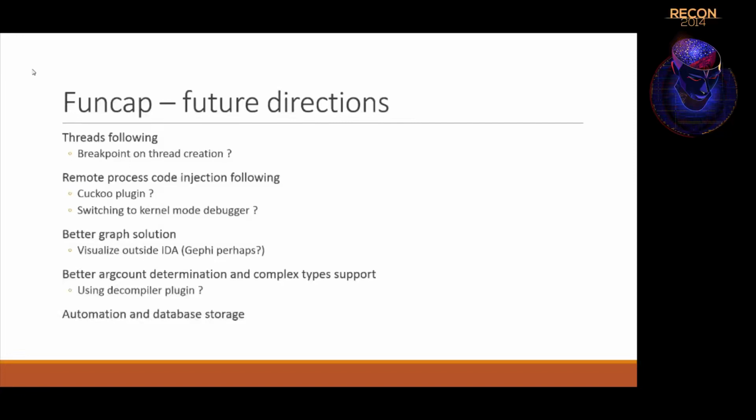Not the complex type support, but the argument determination on IA64, and actually on all the architectures, to automate that and to better determine which registers are used to pass arguments to functions. There was also an idea in my head some time ago to use the decompiler plugin to guess types and to capture, to customize those guessed types. But again, this is not so easy.